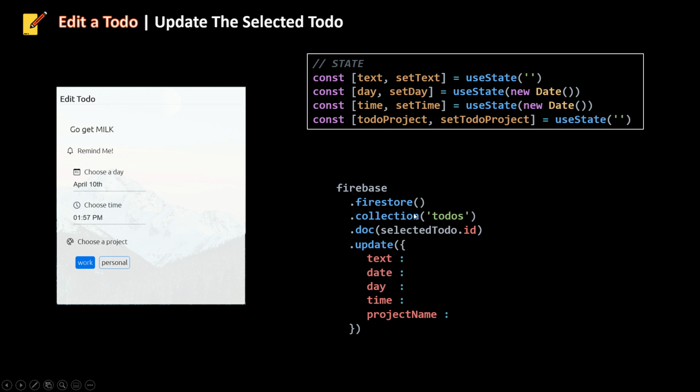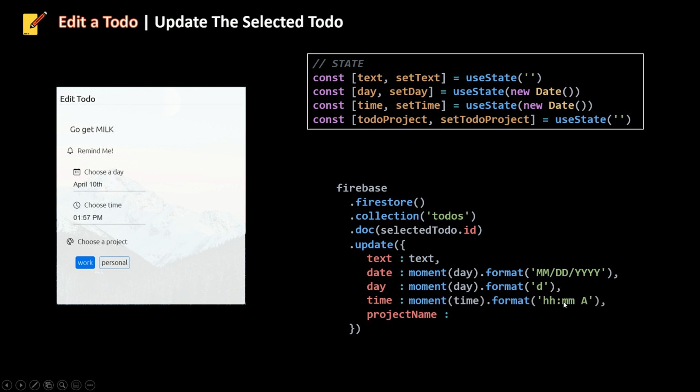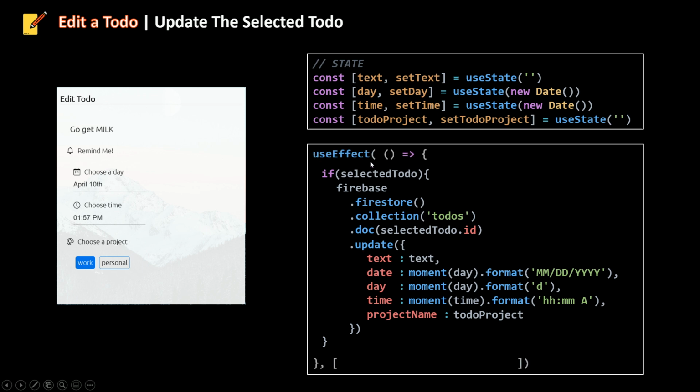Now I'm going to set text to text. For date, I need to format the day, which is a JavaScript date object, to this format here. The same thing for the day, the same thing for time, and the project name is going to be the to-do project. Now I only need to do this if the selected to-do is defined. And also I'm going to use the effect hook. So I'm going to run this code whenever one of these has changed. So that's it for the logic part. Let's see this in action.